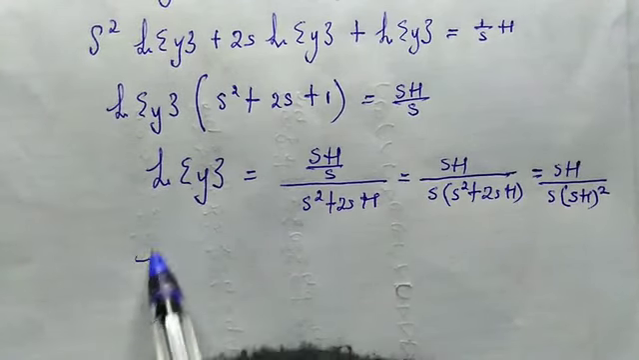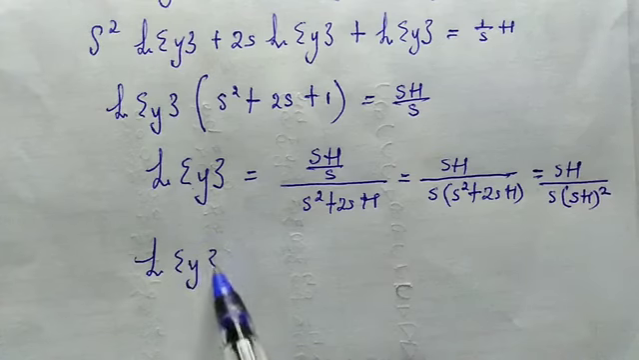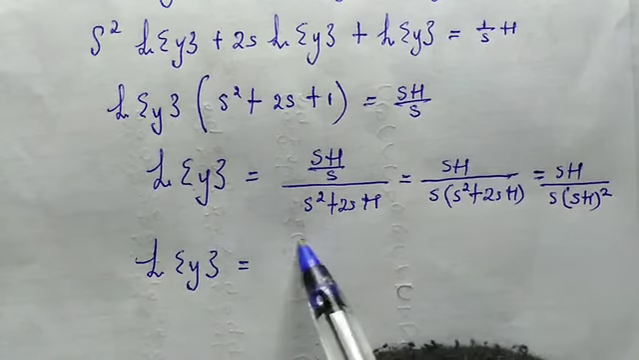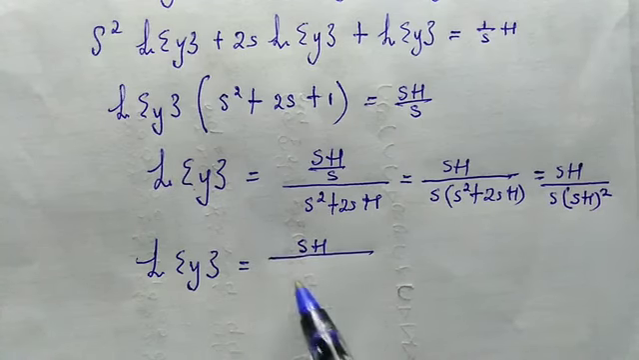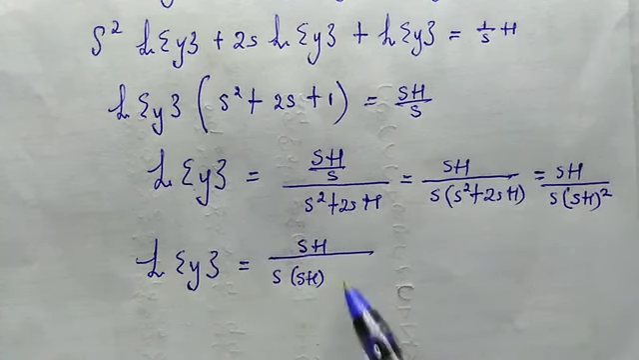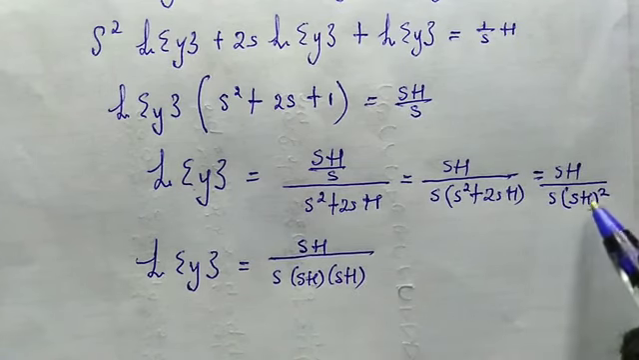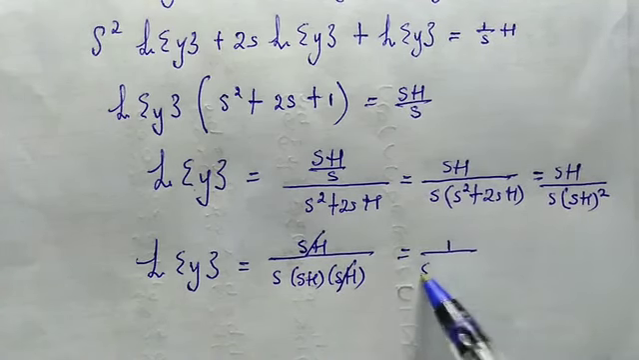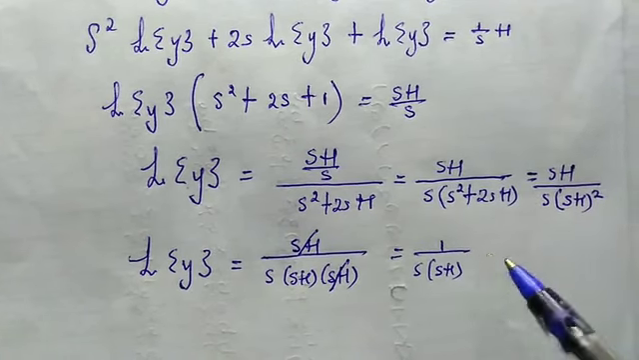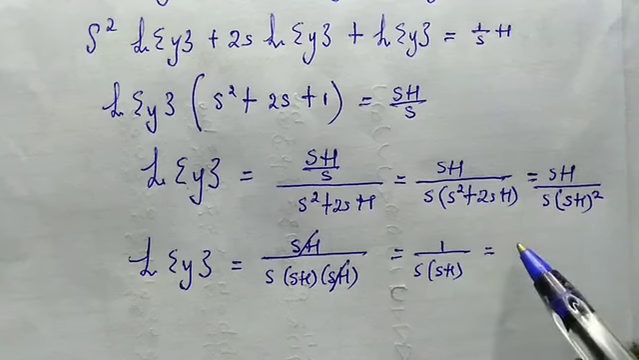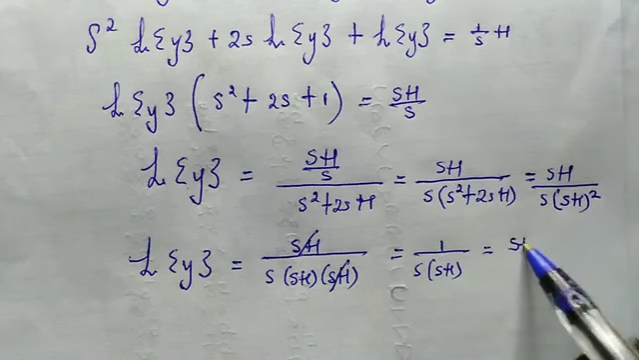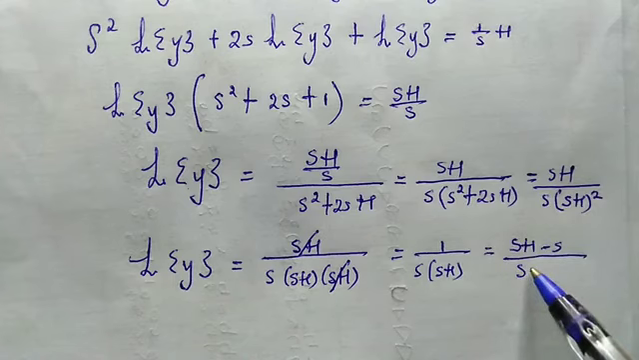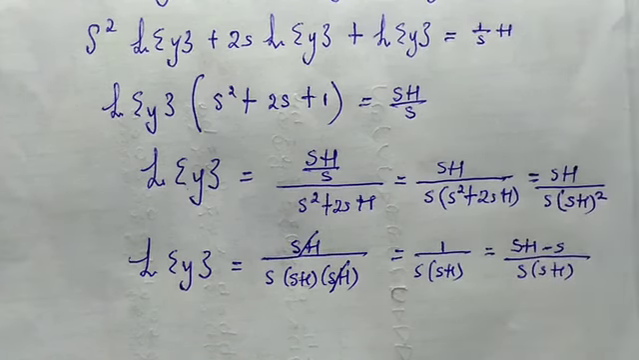So from here we have the Laplace transform of y. This is equal to, from here we can rewrite that as s plus 1 all over s into bracket s plus 1 times s plus 1, since this is squared. So from here we cancel this out, then we have this is equal to 1 all over s into bracket s plus 1. Now the numerator we can rewrite as s plus 1 minus s, right? Then all over s open bracket s plus 1.